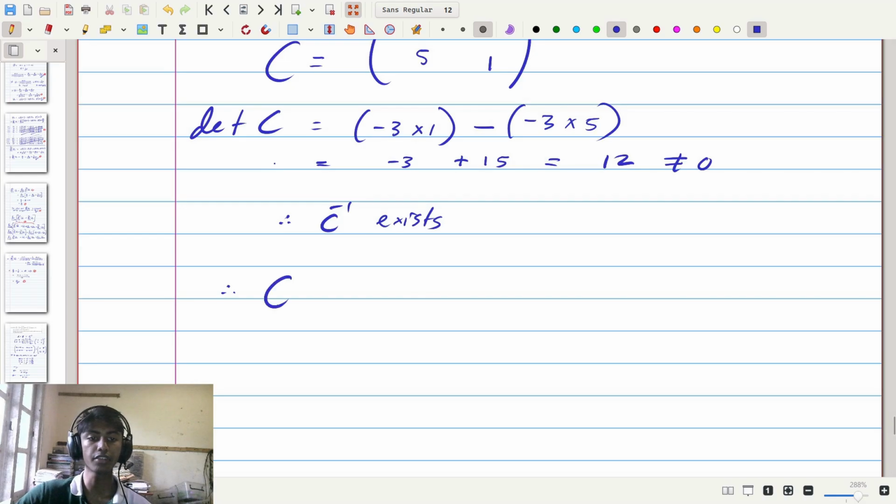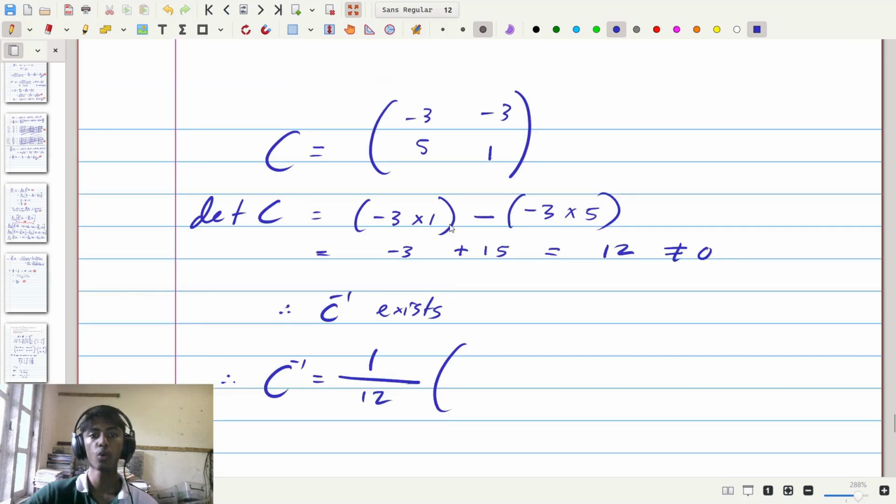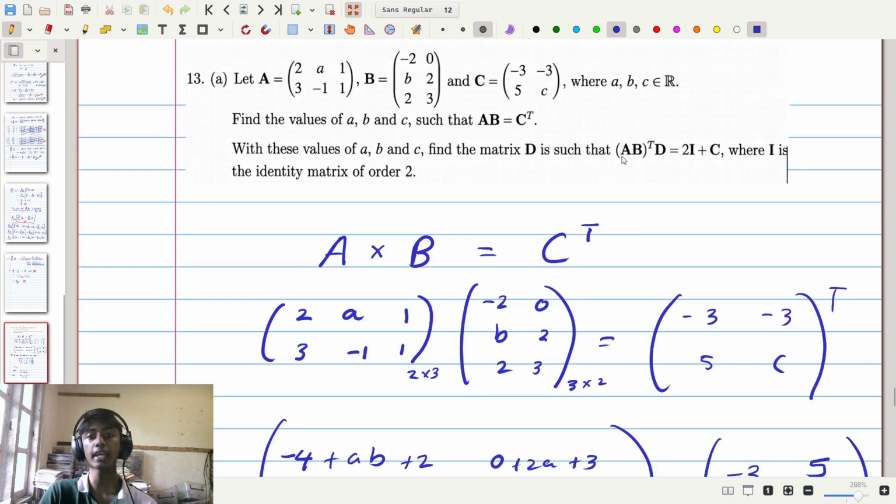So from this, we get C inverse matrix equals 1 over det C, which is equal to 12. So 1 over 12 times the matrix where the first two values here, these two, are swapped. So we have 1 here and -3 here, and these two values are multiplied by -1. So we have 3 here and -5 here. So this is the C inverse matrix. Now with the C inverse matrix, what we're going to do next is to take this equation and do what we did previously in order to find the value of the D matrix.